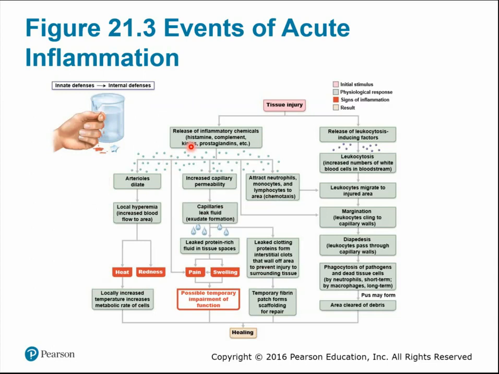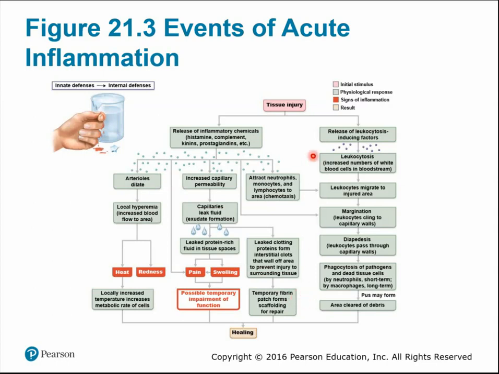It can also increase the permeability of the capillaries, causing more fluids to leak into the tissues, which lead to our pain and swelling. Okay, so the swelling presses on the nerves and causes the pain. It's also going to attract more of those neutrophils and other immune cells to the area via chemotaxis. And then the increase in blood flow to the injured tissue area is also going to deliver more clotting factors, so we can also stop the bleeding and start to repair the injury.